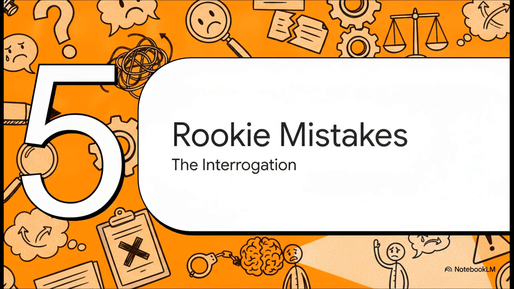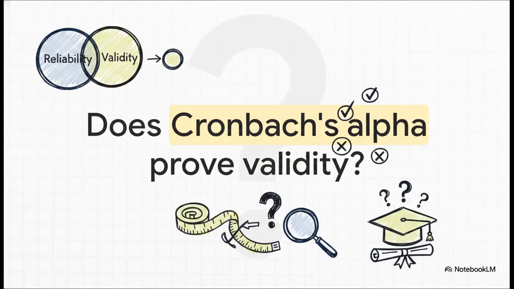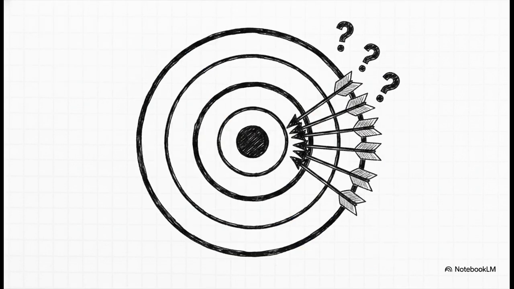And now for arguably the most important part of our meeting today, Section 5, Fixing Common Rookie Mistakes. Let's start the interrogation. Okay, pop quiz. Let me ask you this. If you calculate a super high Cronbach's alpha, does that mean your tool is valid? Absolutely not. Seriously, students try to slip this past me every single semester.